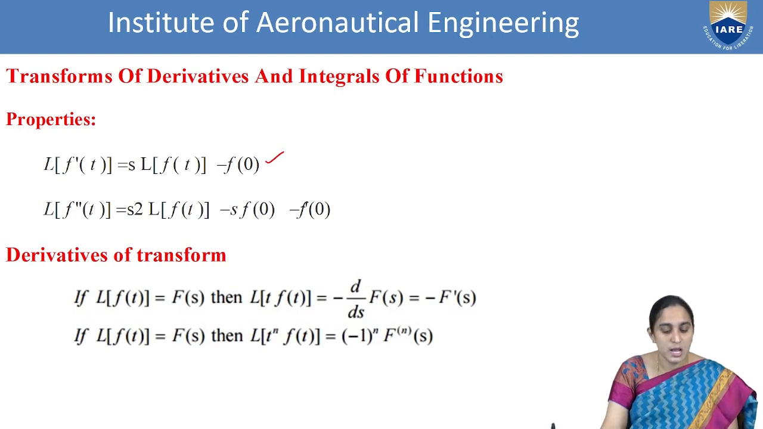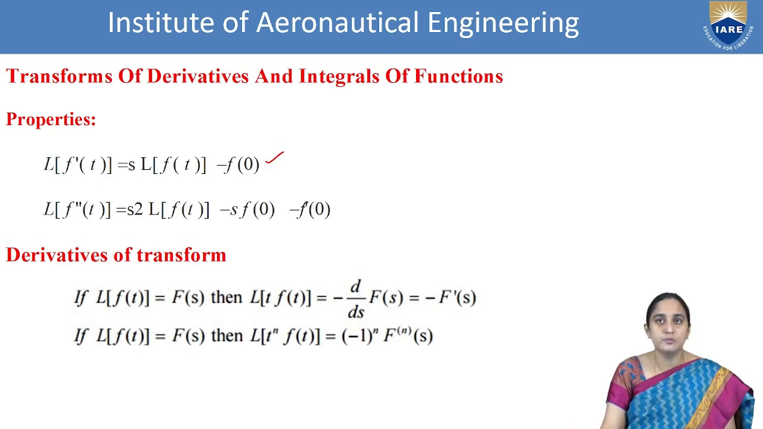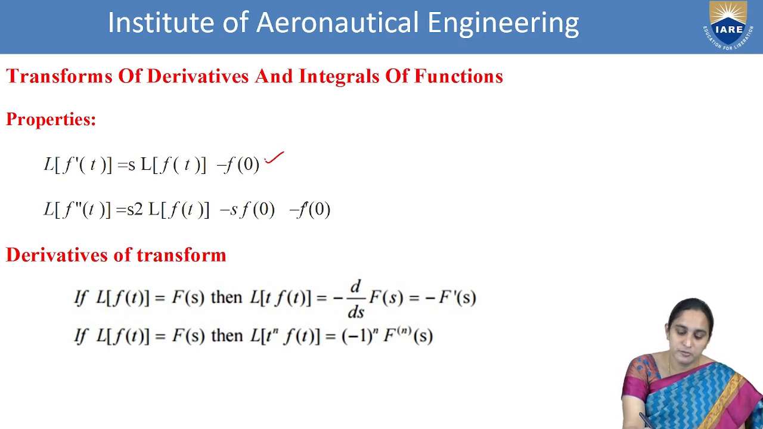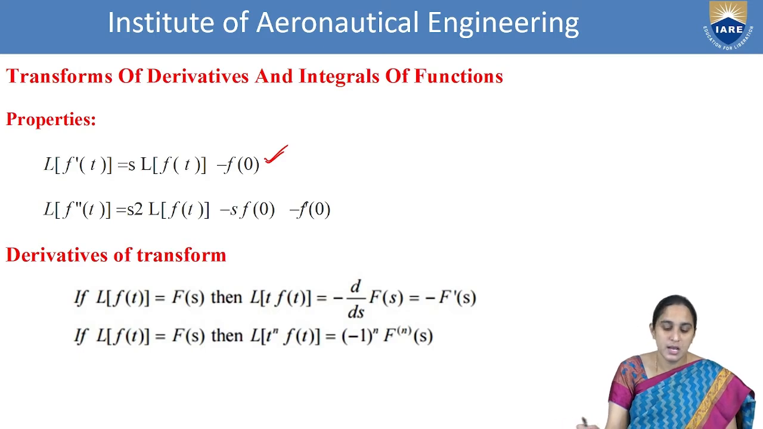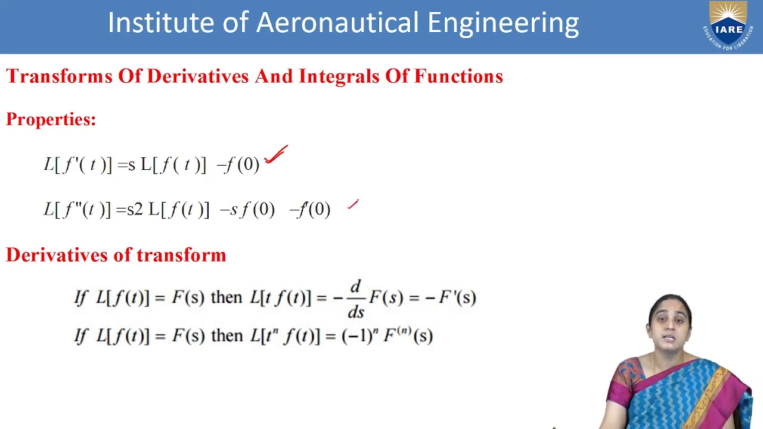And the second derivative of the Laplace, that is Laplace of f double dash of t, is equal to s square into Laplace of f of t minus s into f of 0 minus f dash of 0. For the first derivative formula, s into Laplace of f of t minus f of 0, and the second derivative formula, s square into Laplace of f of t minus s into f of 0 minus f dash of 0.